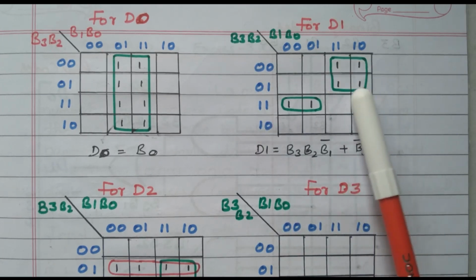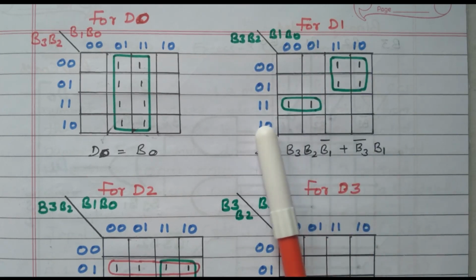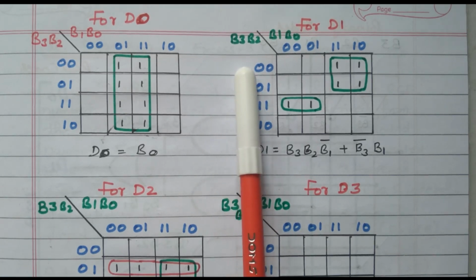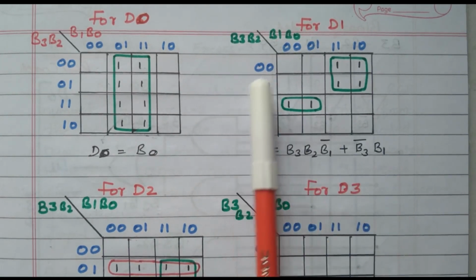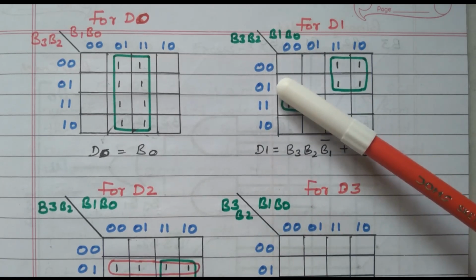Now we'll refer to these 4 ones. Corresponding first row and second row we have to refer to. What is available here? 0 0 0 1. Right. So the first 0 is available commonly, that is nothing but B3. B3 bar because of 0. This second 0 and 1 got cancelled. This 0 and 1 got cancelled.